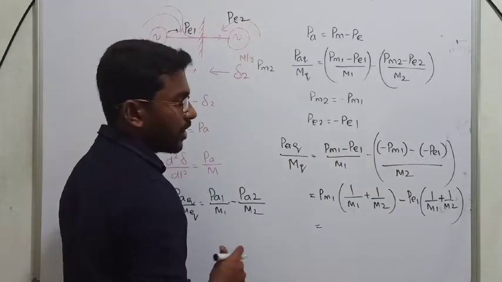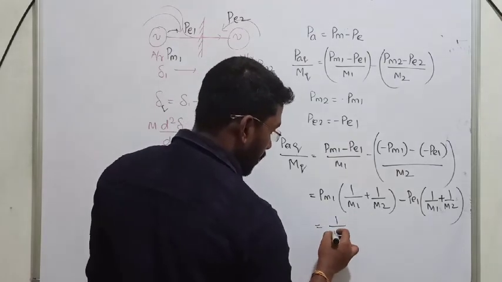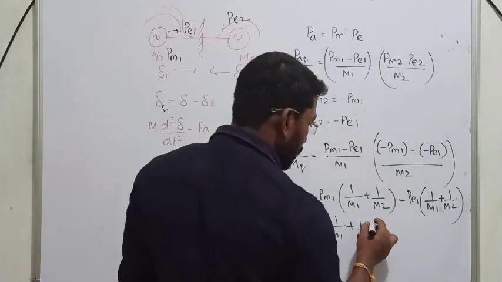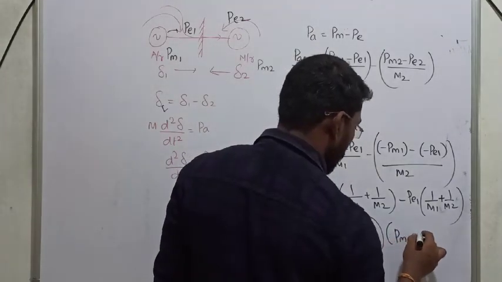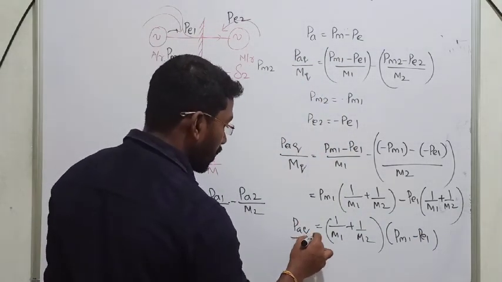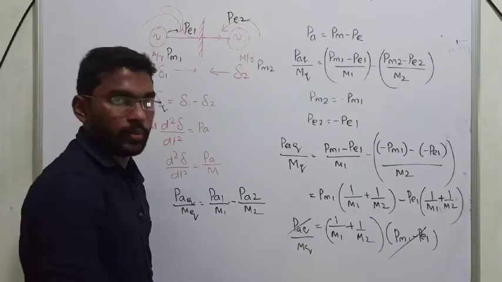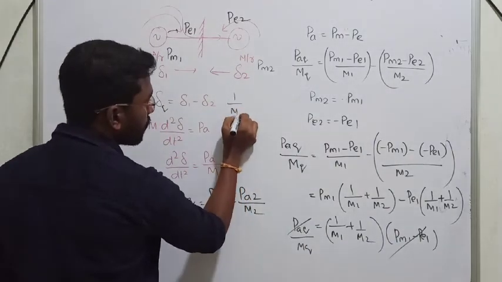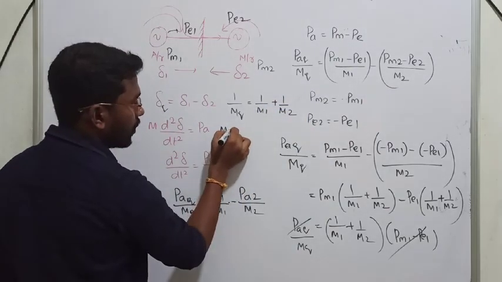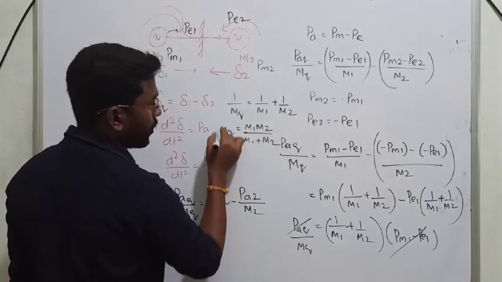So finally what I am trying to conclude here, I can write like this: you can take 1 by m1 plus 1 by m2, that is the value of 1 by m equivalent. Of course this is correct, right? So if you take this outside, what relation do you get here? Pm1 minus Pe1, this is nothing but accelerated power. So here also I have accelerated power only divided by m equivalent. So the conclusion is these two are getting cancelled. Why? Pm minus Pe is nothing but accelerated power. So finally 1 by m equivalent can be written as 1 by m1 plus 1 by m2, right? From this the value of m equivalent will become m1 into m2 divided by m1 plus m2. Clear? So that is the overall m equivalent.